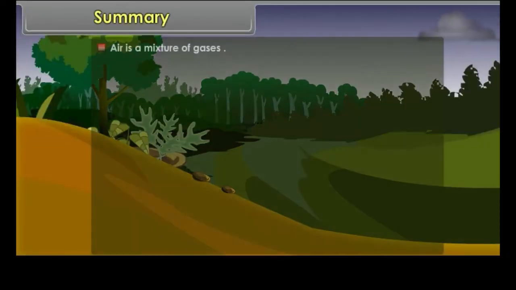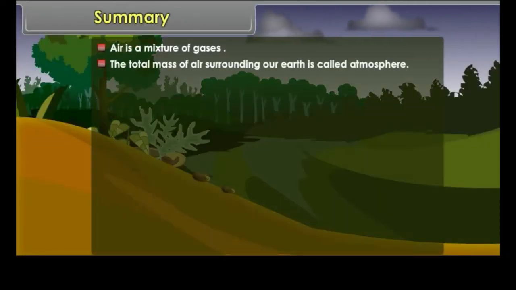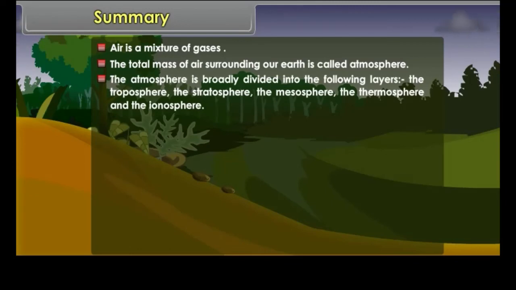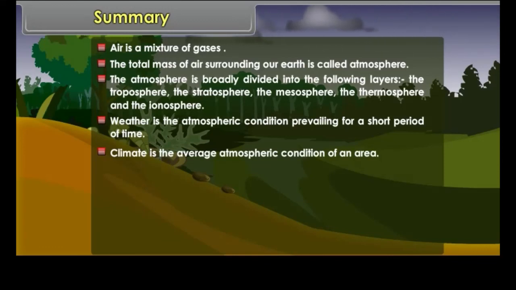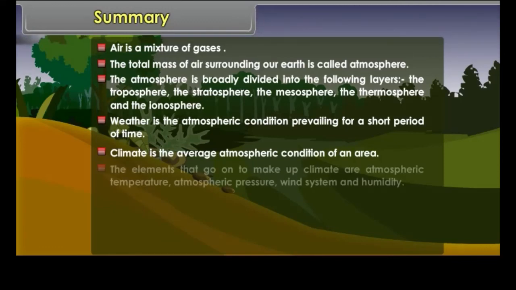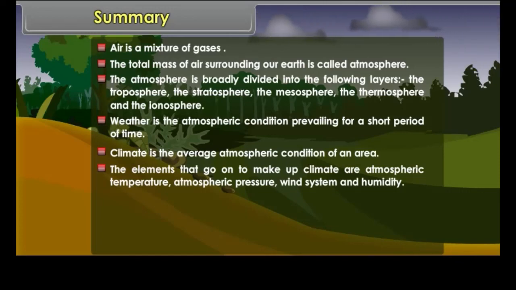Summary. Air is a mixture of gases. The total mass of air surrounding our Earth is called atmosphere. The atmosphere is broadly divided into the following layers: the troposphere, the stratosphere, the mesosphere, the thermosphere, and the ionosphere. Weather is the atmospheric condition prevailing for a short period of time. Climate is the average atmospheric condition of an area. The elements that go on to make up climate are atmospheric temperature, atmospheric pressure, wind system, and humidity.